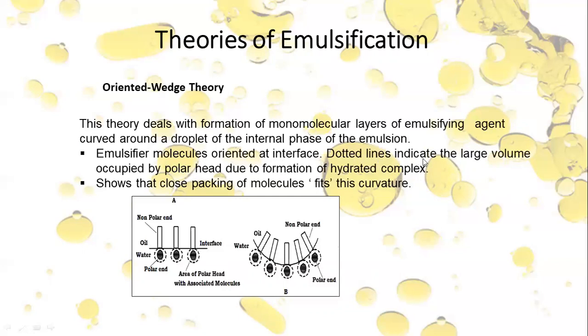Dotted lines indicate the large volume occupied by the polar head due to formation of a hydrated complex. So that shows that close packing of molecules fits this curvature. So this is the water-oil interface. This is the nonpolar end and this is the polar end. The area of the polar head is associated with molecules. See the dotted lines.